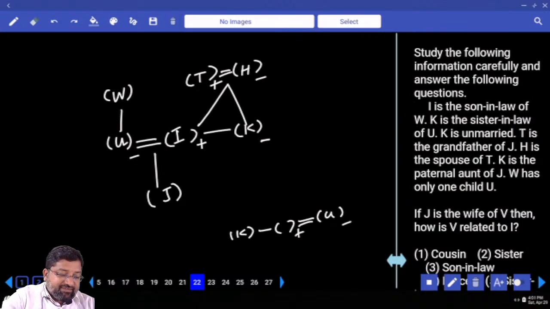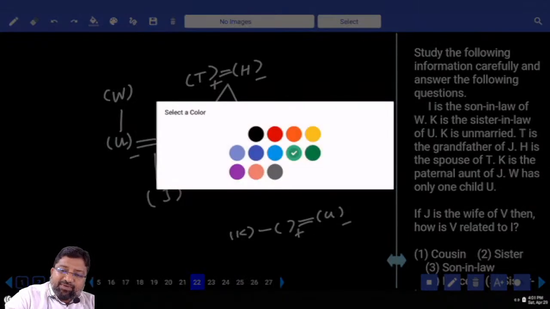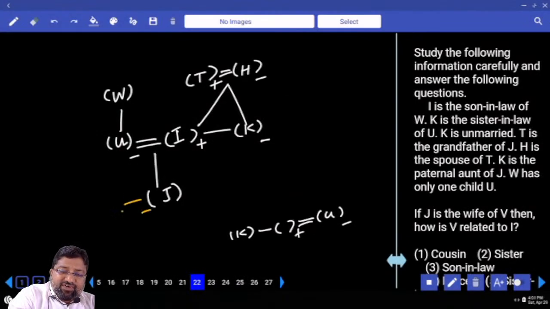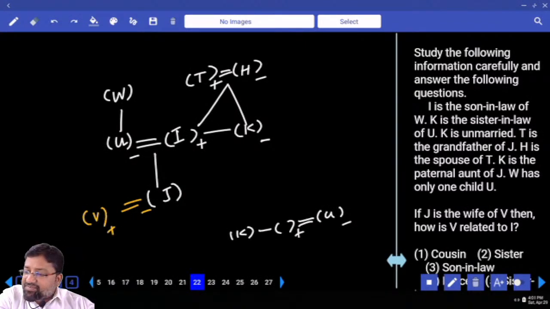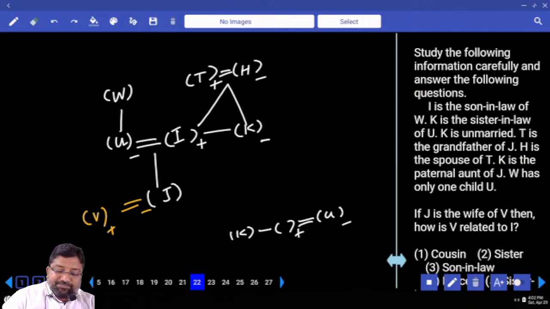Option number 5. If J is the wife of V. This condition is applicable only for this question. If J is the wife of V, could be. How is V related to I? Son-in-law. Okay? Let's go.